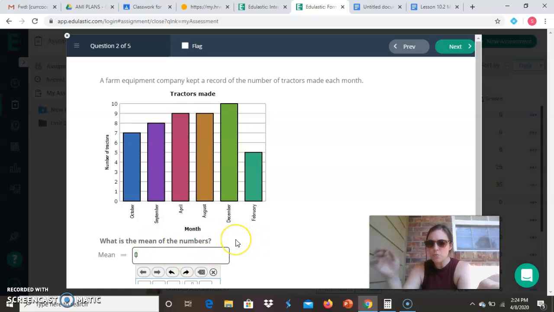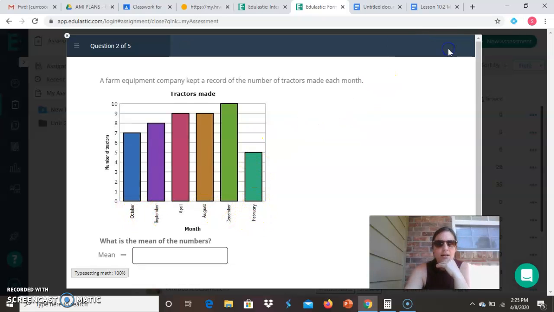Mean is just another word for average. And so to find the average, remember guys, we have to add up all the numbers from our data set, and we find those numbers here. If you look at the top of each of these bar graphs, those are the numbers we're going to use in our data set. So we add those values up and we divide by the numbers, in this case, the number of months in that data set.